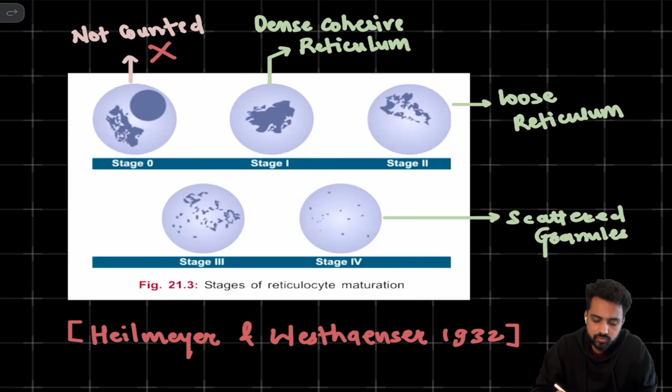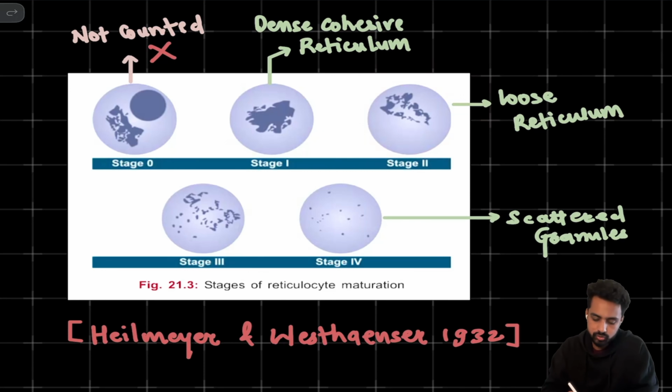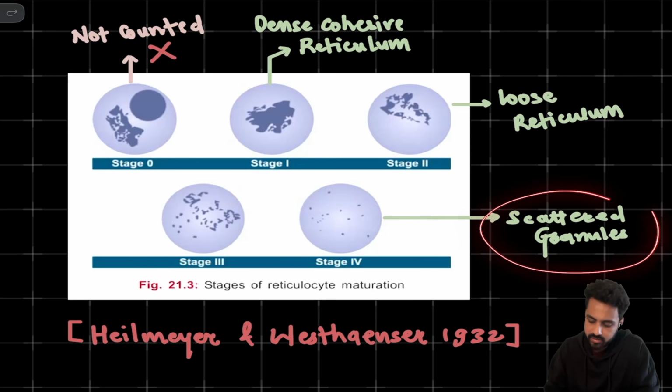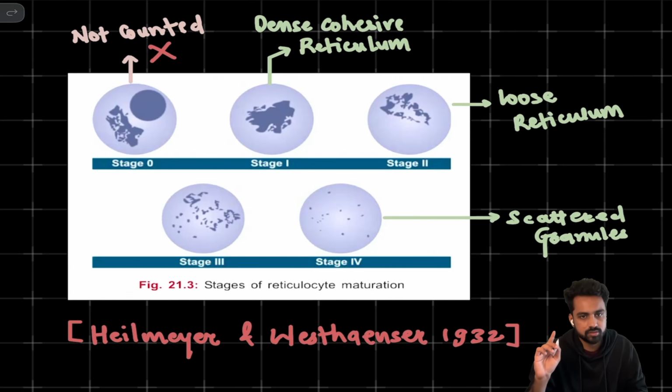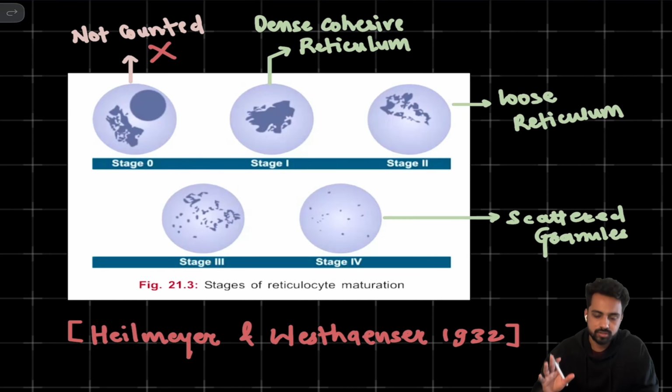Next is stage 1. It is a dense cohesive reticulum. You can see it in the image. Stage 2 is the loose reticulum. Stage 3 is the loose reticulum plus a few granules, and stage 4 is scattered granules. You should remember the staging.